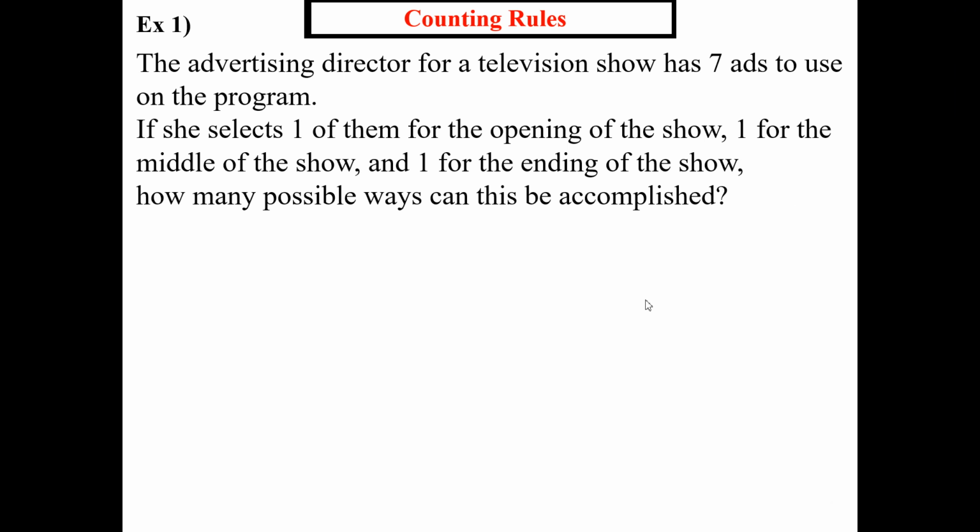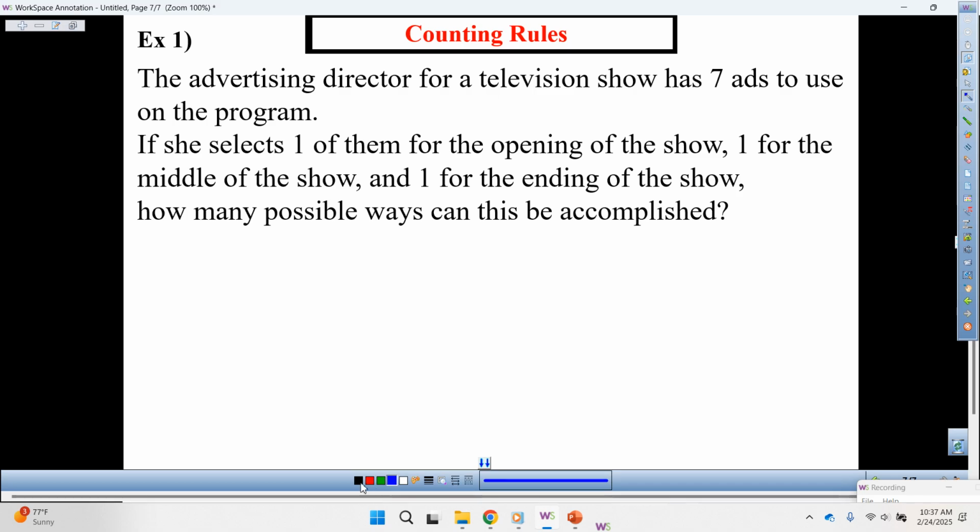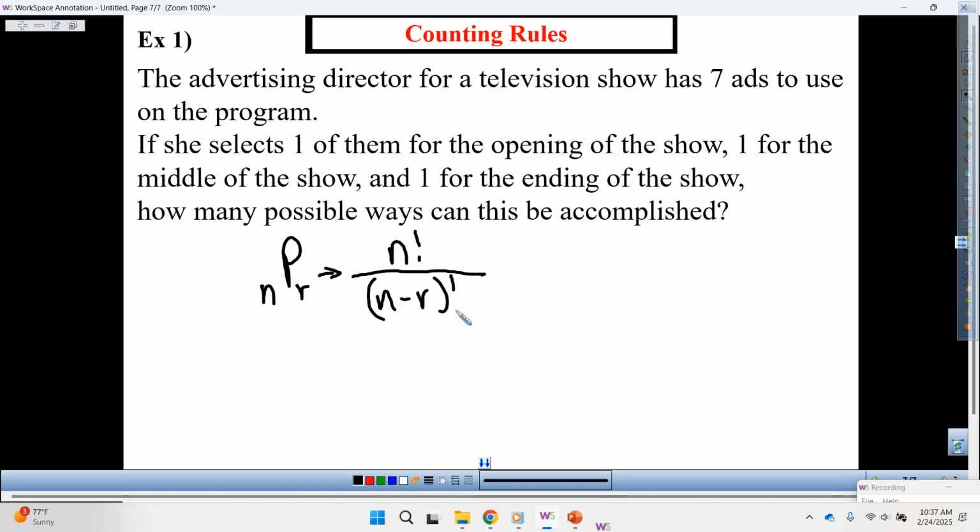All right, let's do this one together. Here we go. Start off with our formula, the permutation formula, nPr, and that is n factorial over n minus r factorial. All right, so here goes. It says, the advertising director of a television show has how many ads? 3. Tell your neighbor where that one goes in our formula. Where does that go in our formula?